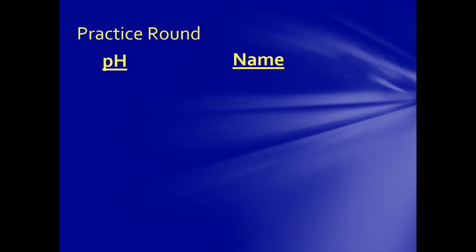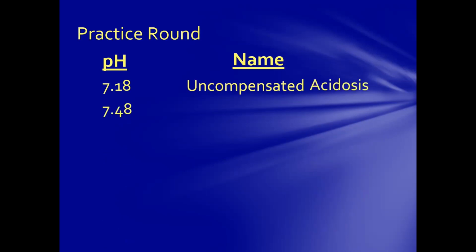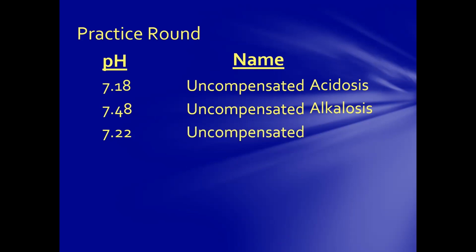So let's go for a practice round. Just by looking at your pH, we're going to determine what your first and last name is. So if your pH is 7.18, your first name is going to be uncompensated. Your last name is going to be acidosis. If your pH is 7.48, your first name is going to be uncompensated. Your last name is going to be alkalosis. If your pH is 7.22, your first name is going to be uncompensated. Your last name is going to be alkalosis.